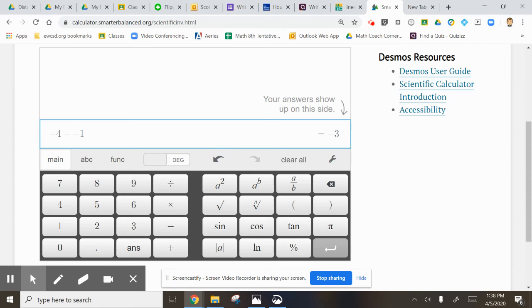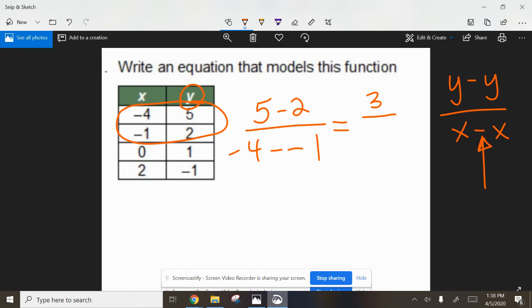Okay? Why do you get negative 3? Because ultimately these two negatives turn into a positive. You should have learned that in 6th, 7th grade. If you didn't, two negatives next to each other become positive. So negative 4 plus 1 becomes negative 3.